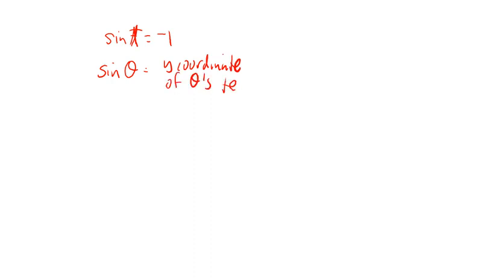Okay, sine t equals -1. Yeah, so this is the section that I meant to cover yesterday and I didn't. But let's start with number 15. Remember that sine of an angle is the y coordinate of theta's terminal side on the unit circle.